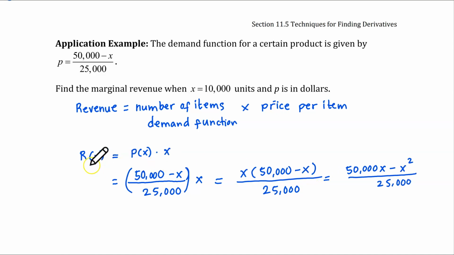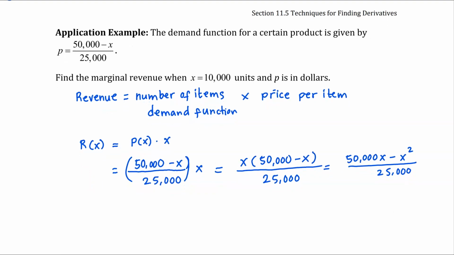Now the marginal revenue is just the rate of change of revenue, or the derivative of the revenue function. So that's the marginal revenue.